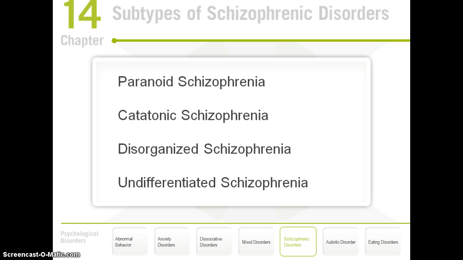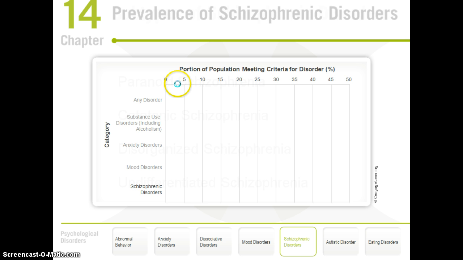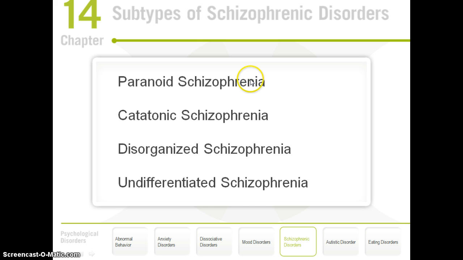Catatonic schizophrenia is marked by striking motor disturbances ranging from immobility to frenzied motor activity. An individual with catatonic schizophrenia might experience a catatonic stupor. When this takes place, the individual will stand or sit in one place without moving a limb for hours at a time.